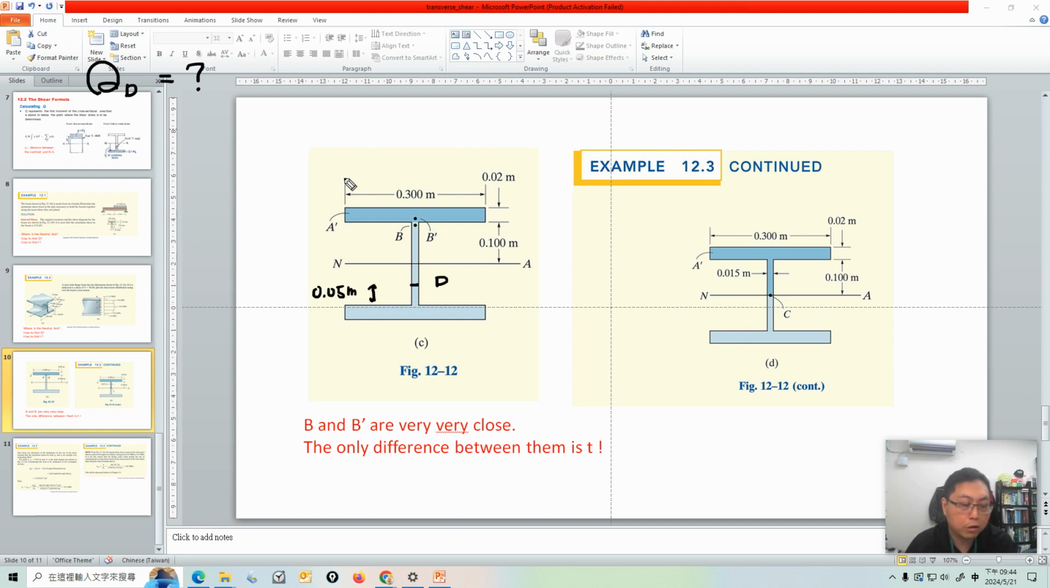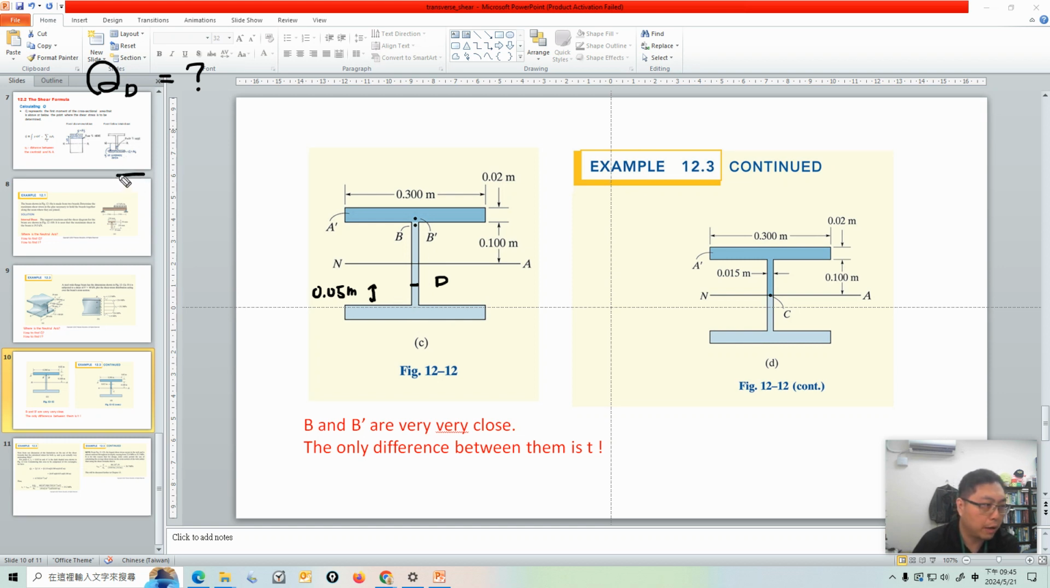Right now our D is below the neutral axis. In the previous video I said if your point of interest is below the neutral axis, calculate the first moment of area below the point. So right now this D is under the neutral axis, so we calculate the first moment of area below D. So below D, what do we have?